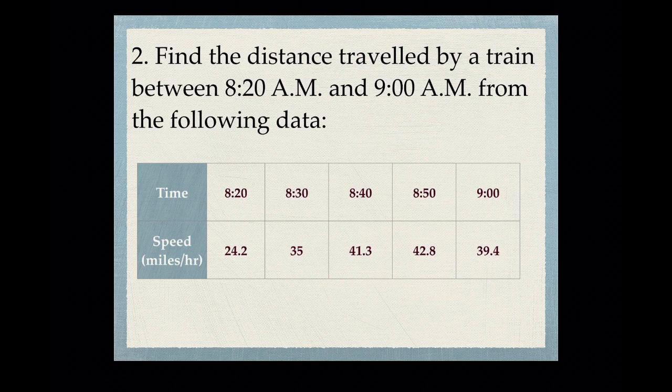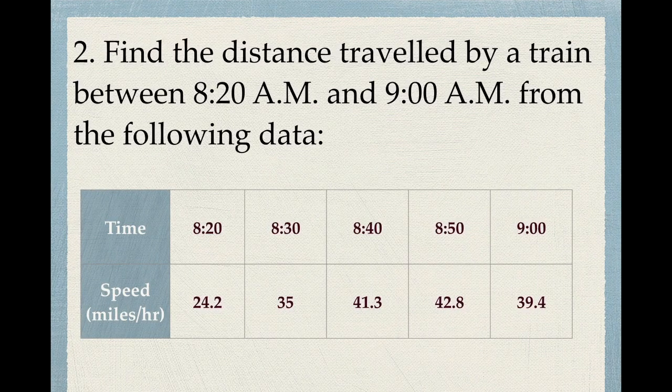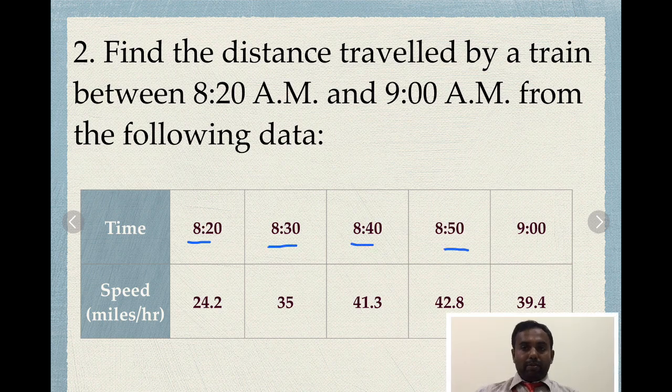Now the interesting part here is one can easily observe the readings taken at 5 different timings. Okay, they are equidistant. The difference between them is 10 minutes each, right? 8:20 to 8:30 is 10 minutes, 8:30 to 8:40, 8:40 to 8:50, and 8:50 to 9 o'clock. All are within the time span of 10 minutes each.